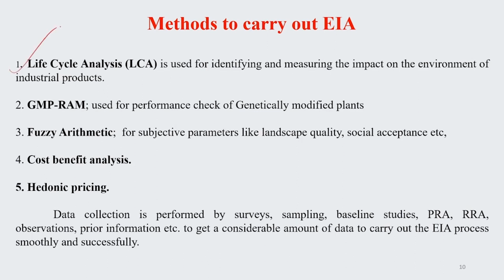So what are the methods? The first, life cycle analysis, LCA. I am sure most of you might be knowing about LCA, some of you are professionals, maybe using it also. LCA is used for identifying and measuring the impact of any activity on the environment. GMP RAM, this is used for performance check of genetically modified plants. GMO, it's a hot topic, right? In the last 10 years, we have heard a lot of deliberations nationally, regionally, internationally about genetically modified organisms. Plant is one of that.